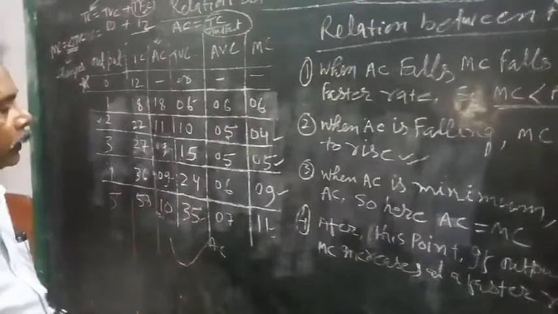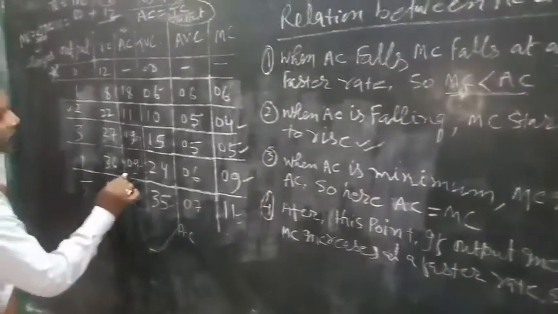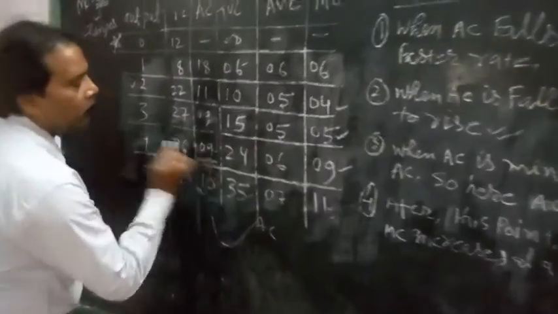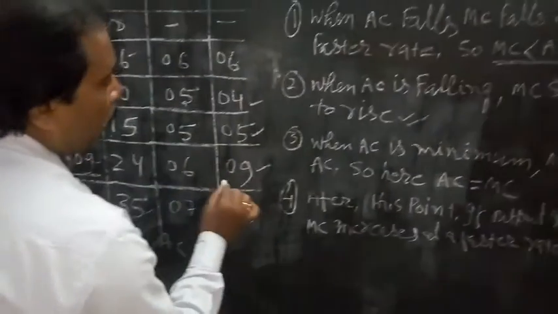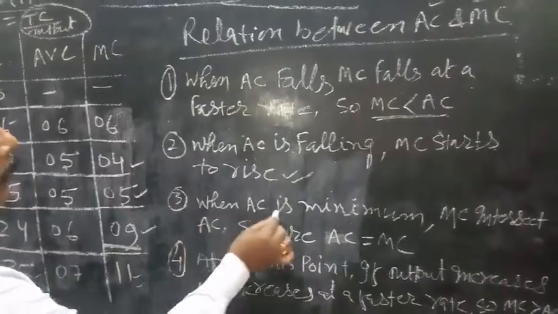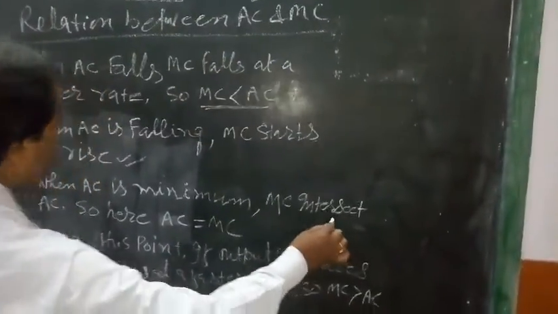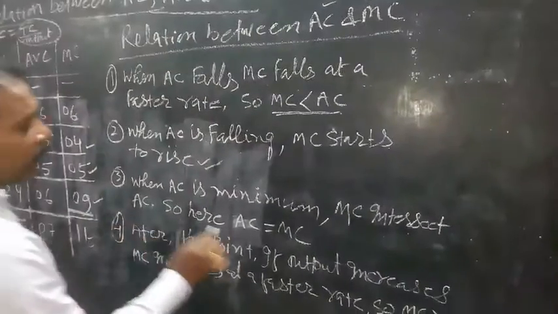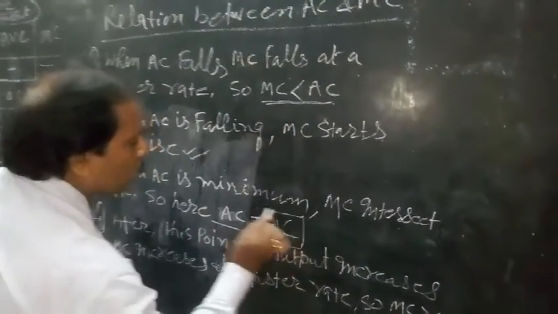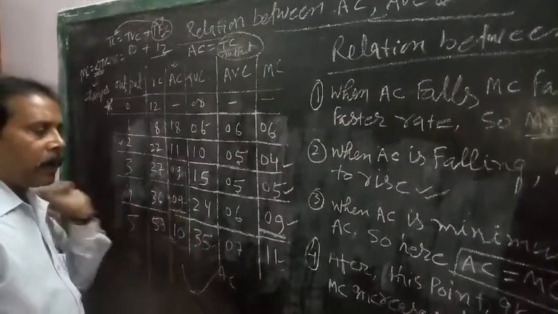So AC is still falling, but MC starts to rise. Now the third point: when AC is at its minimum, and the AC is minimum at 9, here MC is also 9. So it indicates that when AC is the minimum, the MC intersects AC, so here AC is equal to MC. Here also MC is 9 and AC is also 9.